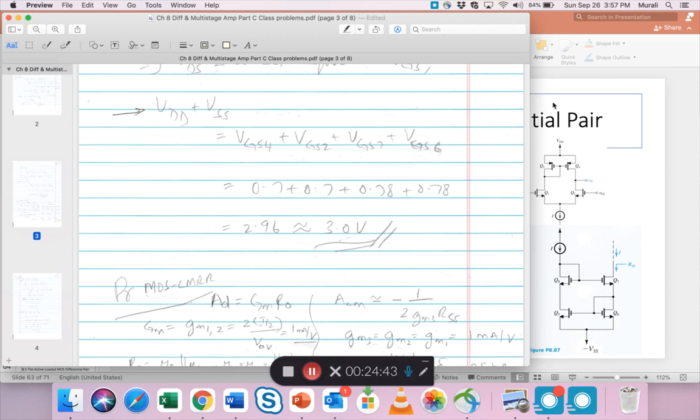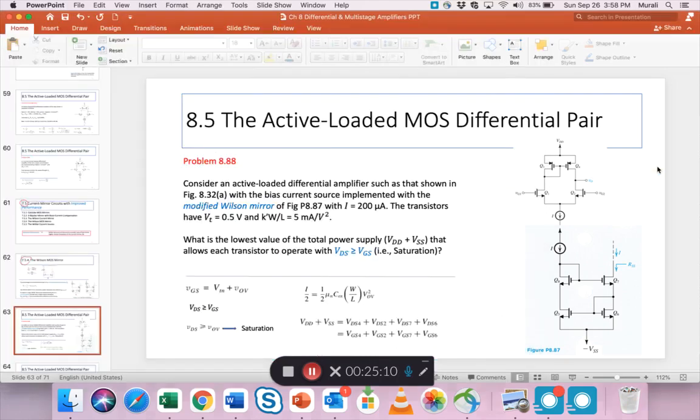Of course this will be positive, VSS will be negative, but because you generally do a VDD minus VSS when you do your formulas, that minus of minus flips to plus. But he's only asking us for VDD plus VSS. He's not asking us to separate the two. And this is the answer. Okay, all right. So that was 888.